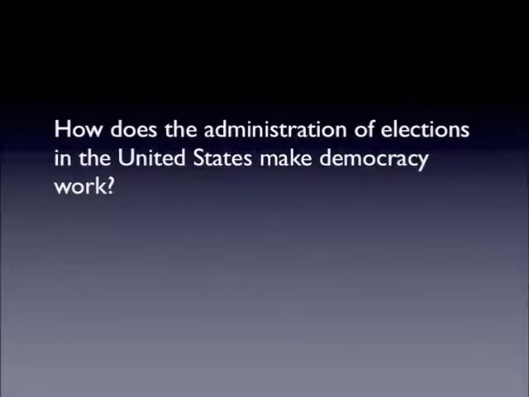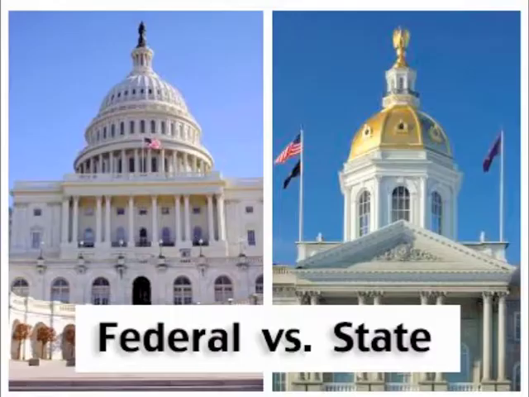How does the administration of elections in the United States make democracy work? Elections are primarily regulated by state law, but there are some overreaching federal regulations. Congress has the power to set the time, place, and manner of congressional and presidential elections. States determine the details of the election of thousands of state and local offices.